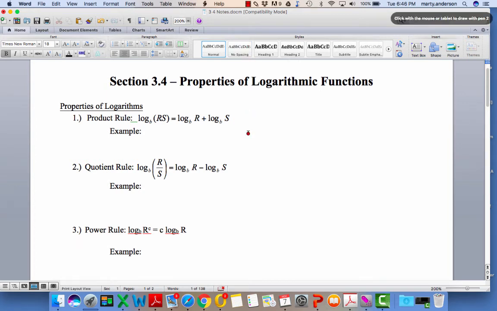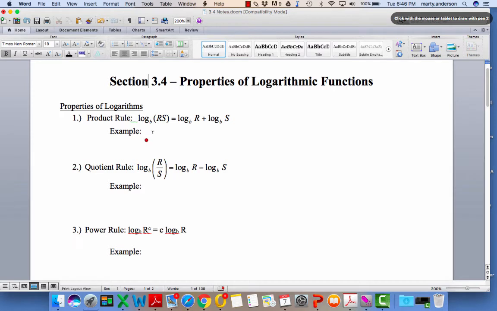Okay, we're gonna go with lesson 3.4, properties of logs. We start with the product rule. When we take the log of something that's being multiplied, we can split it into two logs of the same base, and multiplication will turn into addition.